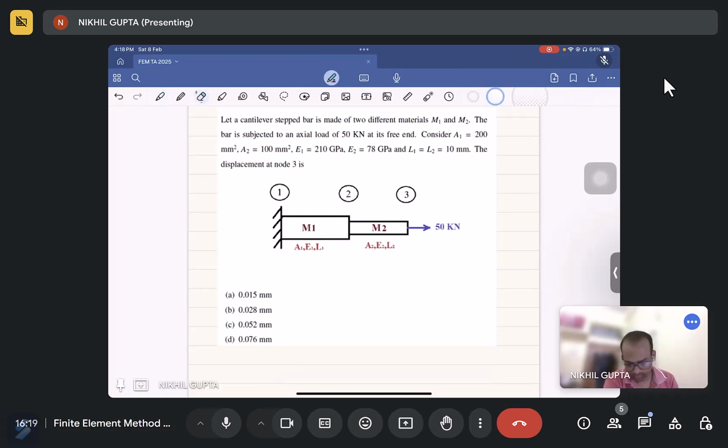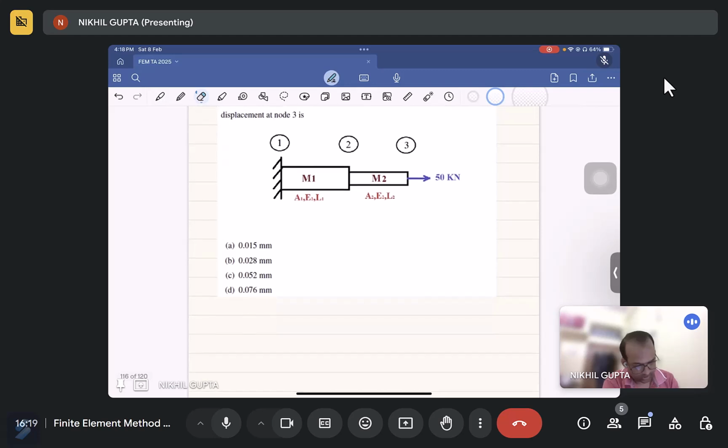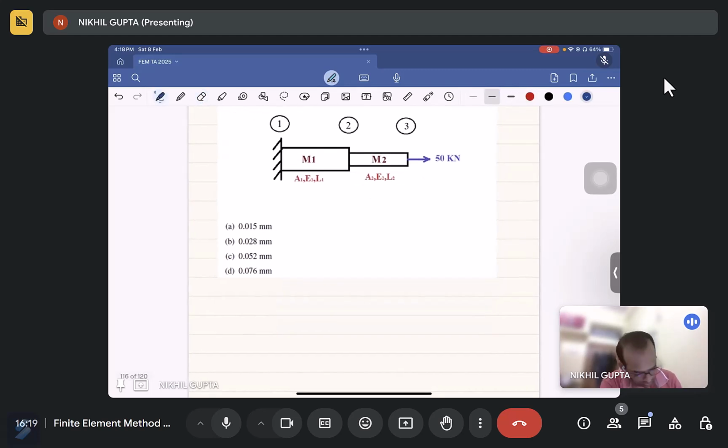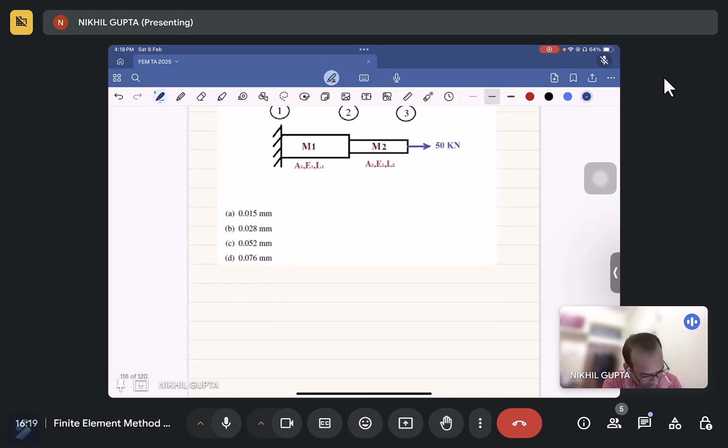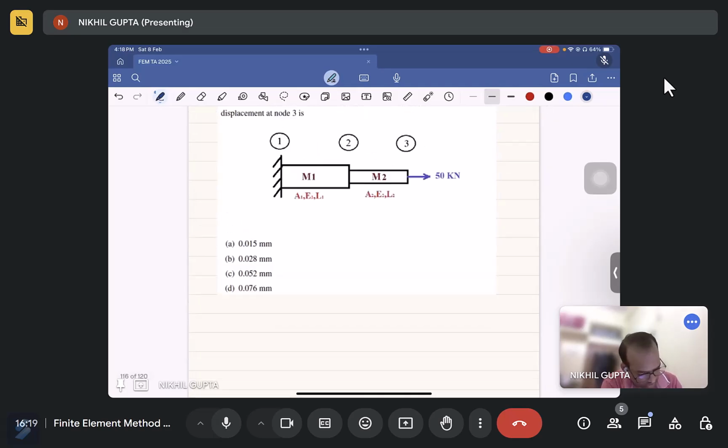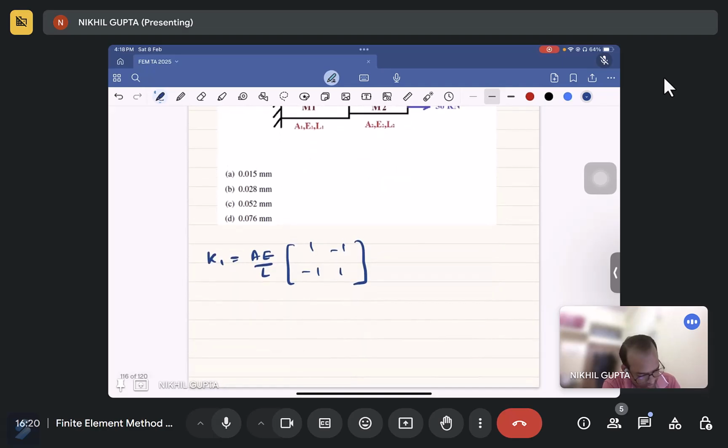So, start with the question. This is something. Three nodes are there. Let us take this as 1, this as 2. So when you write the given matrix, this will be AE by L times [1 -1; -1 1]. Since it is like this.